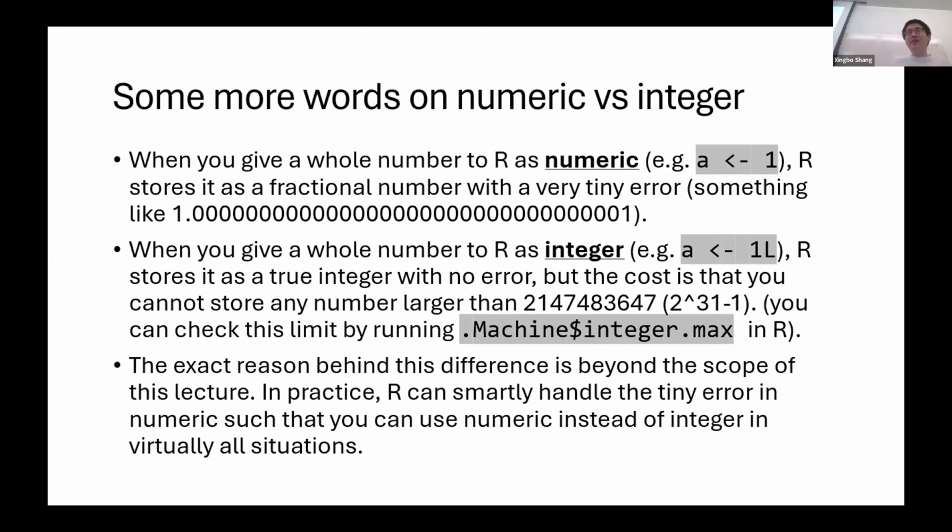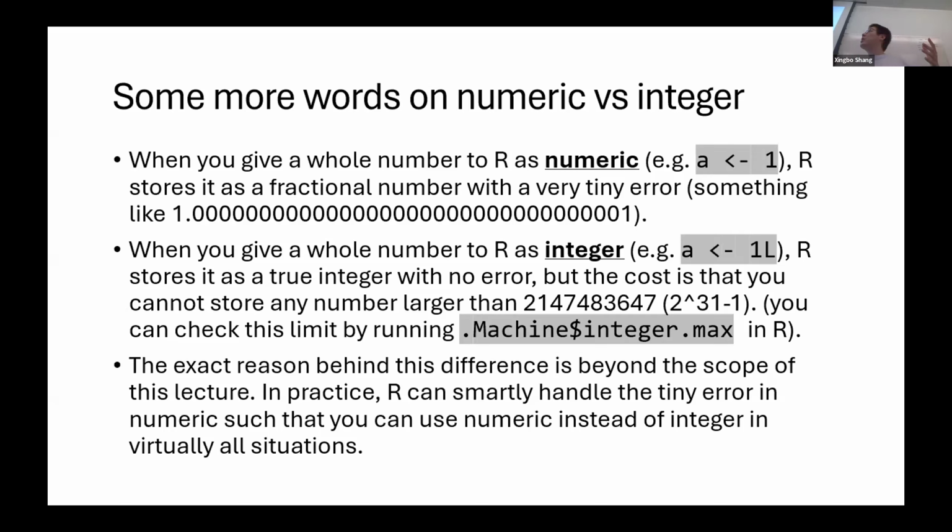But the downside is that you cannot store a very large integer. So this number, this 2 whatever one, is the largest you can have for integer data type in R. Or if you have some fancy machine, you believe it can be bigger, you can use this code to check it. I guess it's somewhere, but it's something like this.